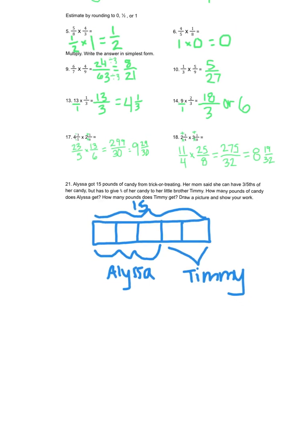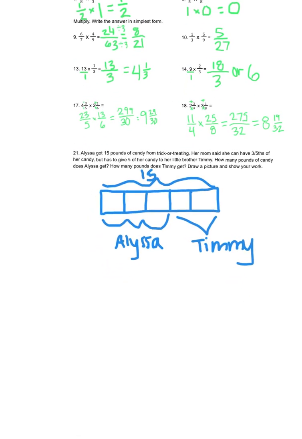So now into the math part. Her mom said that Alyssa can have 3/5 of her candy. And the key word here is going to be of, because we know that means multiplication. They are one and the same. Of means multiplication, multiplication also means of. So we know it's going to be 3/5 of, or multiplied by 15. And we know if we have a whole number, we can just put that over 1.